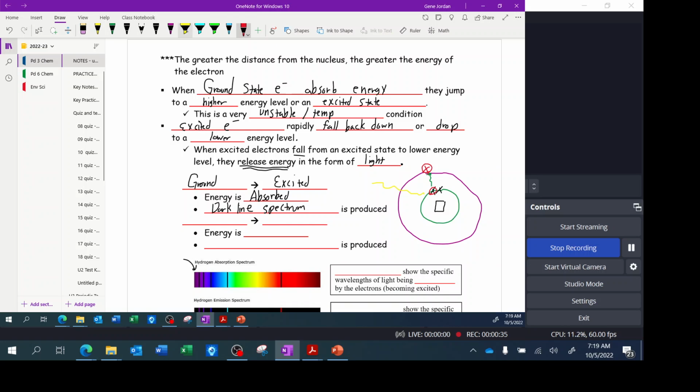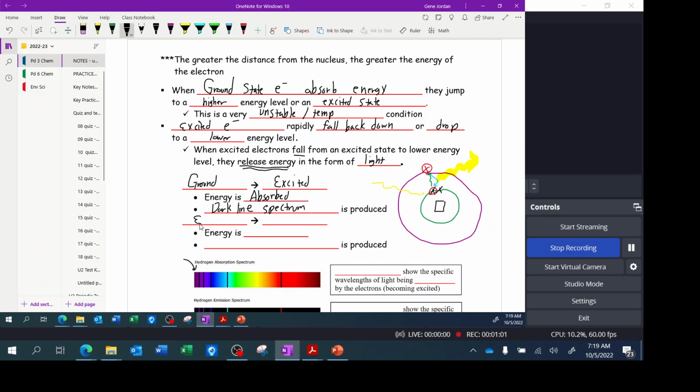And now here's the key part. When this moves back down to a lower energy level, because it just stays there for a little bit, it releases energy. So now energy is released and it comes out to the universe. Well, what is that energy released as? It's released as light. So let's talk about that.